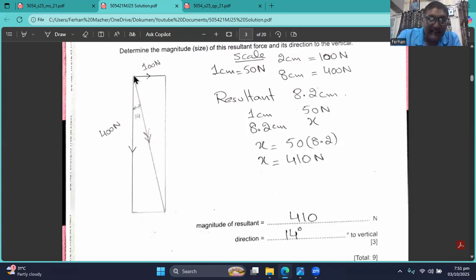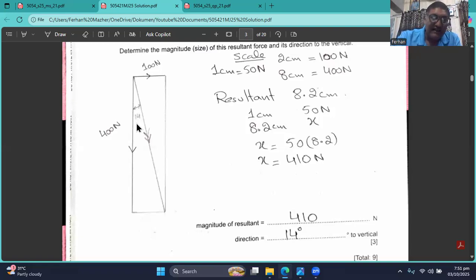Then where the tails are joined, I join it with the opposite corner, and this diagonal gives me the resultant force. With the help of my scale, I measured this diagonal, and it was 8.2 centimeter. Then I used that 1 centimeter represents 50 newton, so 8.2 centimeter represents how much? 50 multiplied by 8.2 is 410 newton. So the magnitude of the resultant force will be 410 newton. Then I have to tell its angle to the vertical.